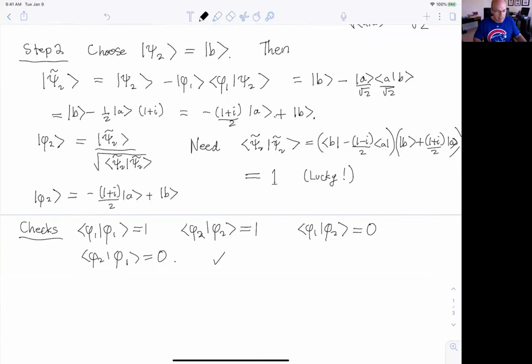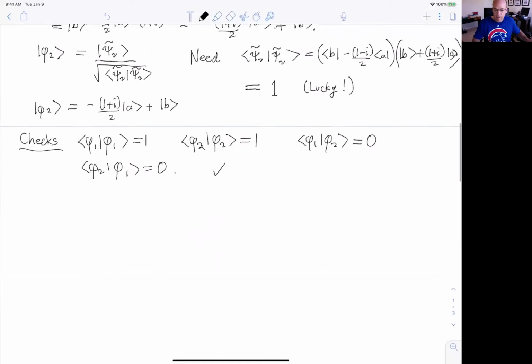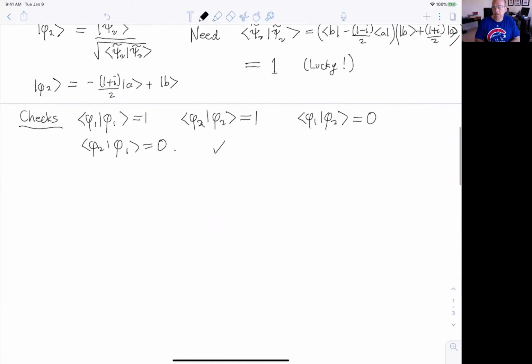Okay, questions on that? So I think that you'll find that to be similar to at least one of the homework problems. And that illustrates the idea of how to do a Gram-Schmidt.